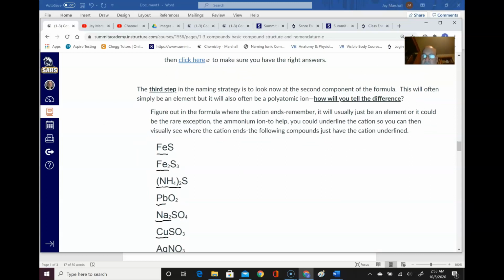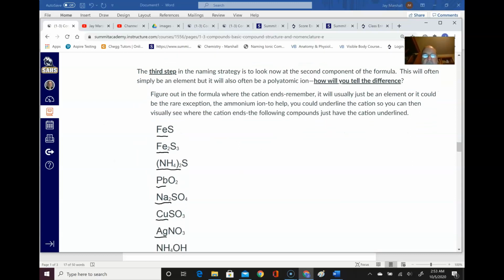Okay, so the third step in the naming strategy is to now look at the second component of the formula. This will often simply be an element, but it could also be a polyatomic ion. And how are you going to tell the difference? So here's how you're going to think about this.